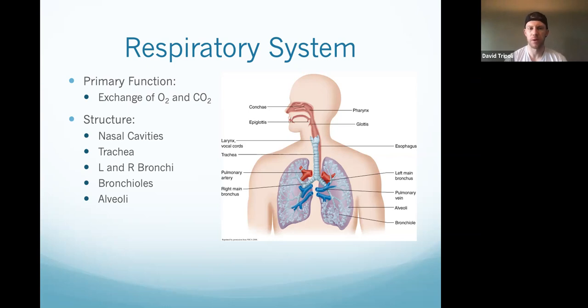So the respiratory system, again, what is its main function? It is the exchange of oxygen and carbon dioxide. What's involved with it anatomically? You have your nasal cavities, your trachea, your left and right bronchi, your bronchioles, and your alveoli. So basically going from the nostrils down the trachea, it branches off, and then you have your smaller branches, all the way to the end with the alveoli, which is where the oxygen and carbon dioxide exchange occurs. But you can also see there's a lot of arteries and veins involved in this. So the cardio system and the respiratory system are interlocked, and very much necessary for each other.